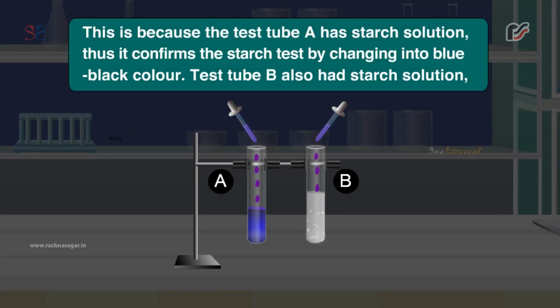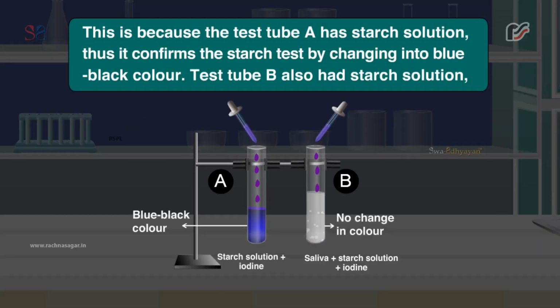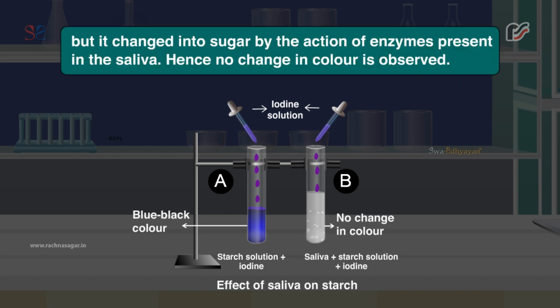Conclusion: this is because test tube A has starch solution, and thus it confirms the starch test by changing into blue-black color. Test tube B also had starch solution, but it changed into sugar by the action of enzymes present in the saliva. Hence, no change in color is observed.